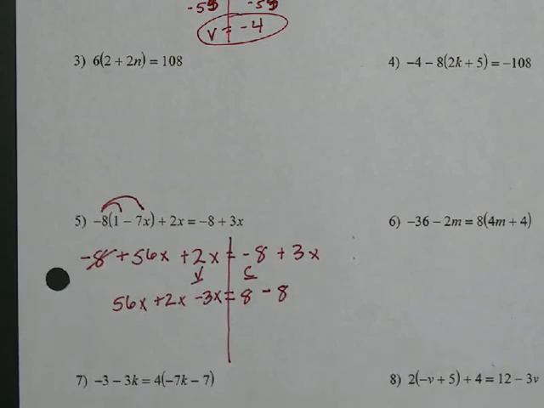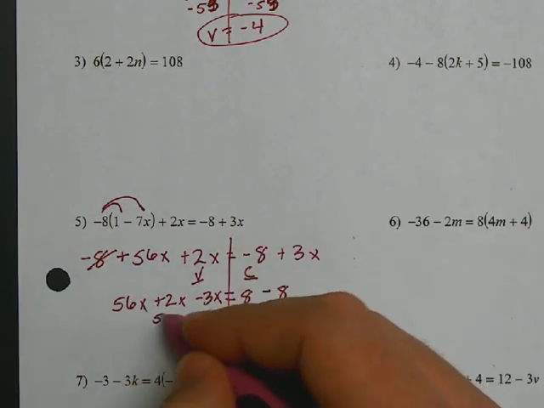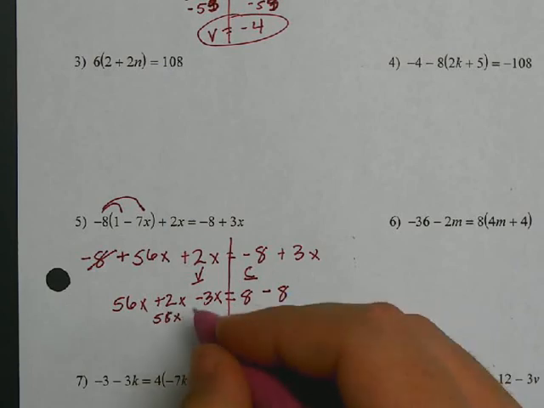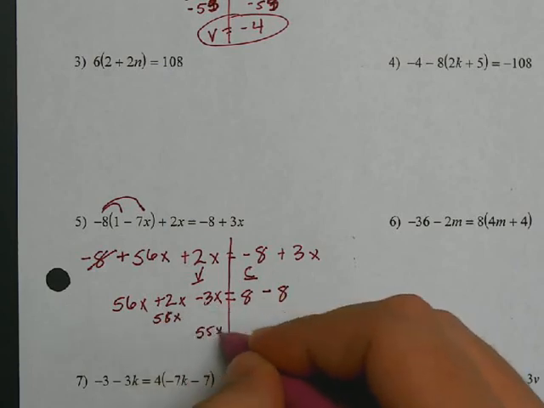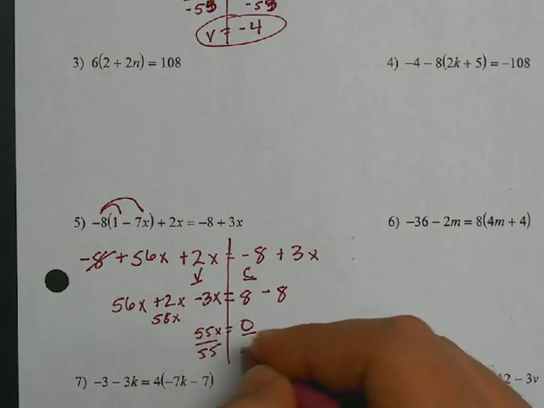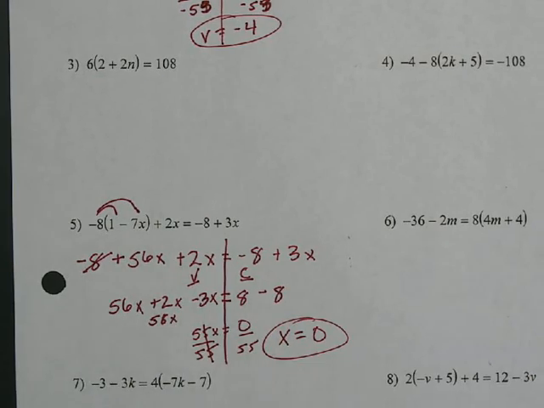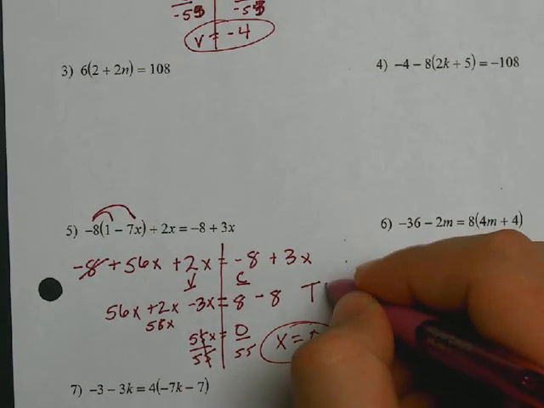Okay, so then from there, I'm going to combine everything. 56 plus 2 would be 58x, and then 58 minus 3 would be 55x equals 8 minus 8, which is 0. Divide both sides by 55, and x equals 0. When 0 is on top, your answer is 0.